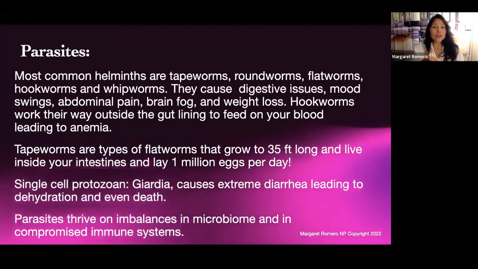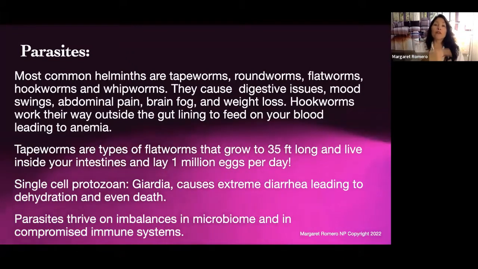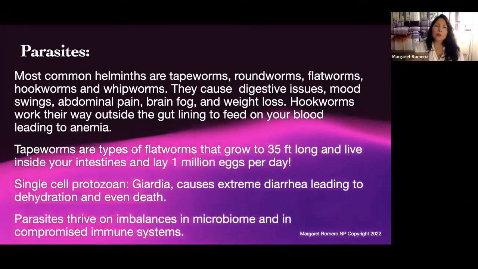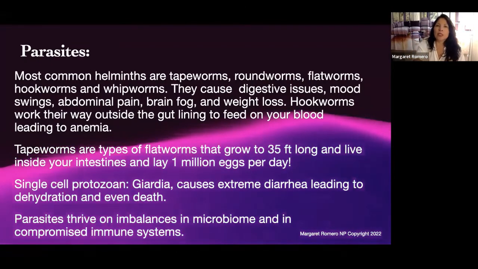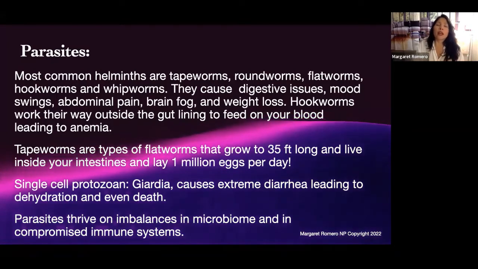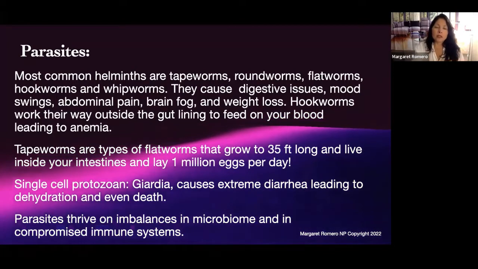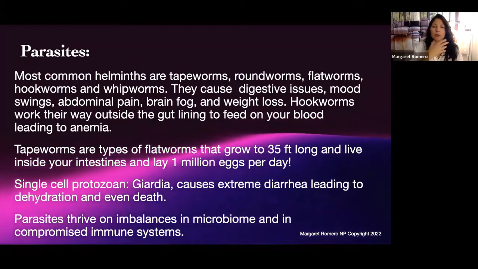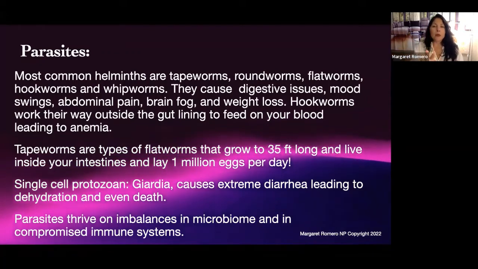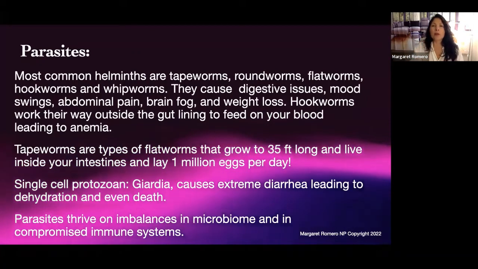By the way, I just wanted to read this to you in the first paragraph, that the hookworms work their way outside of the gut in order to feed on your blood, which leads to anemia. And I see so many people with anemia, and specifically autoimmunity, unless you have really heavy periods every month. But that's another topic, because if you have really heavy periods or fibroids, that sounds like estrogen dominance, and that could sometimes be alleviated with some compounded progesterone. But anyway, anemia is very prevalent.